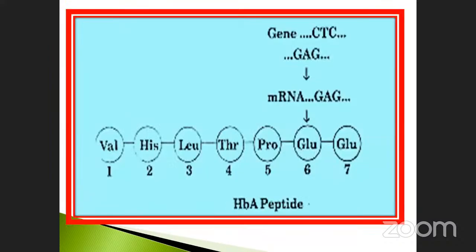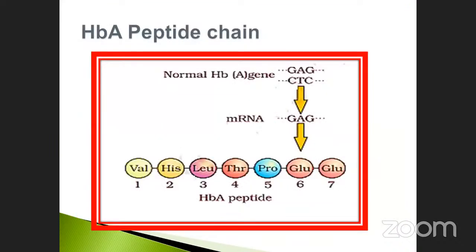See here. What happened here? This is the gene GTC and GAG. These are all nucleotides. The mRNA is already on our board. This is a GAG. So what are the protein molecules present here? HPA here. How many nucleotides? How many amino acids are present in it? Valine, histidine, leucine, threonine, proline, glutamic acid, up to 1 to 7 only. Okay, which one? HPA peptide. This is the A peptide component, the protein molecules. Okay, see that one. HPA peptide chain.